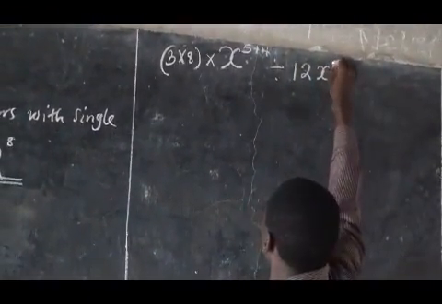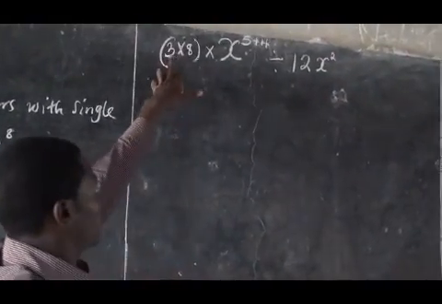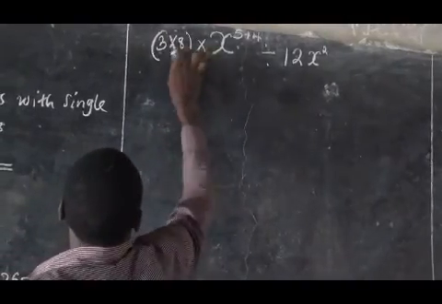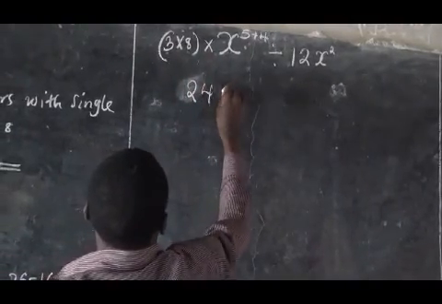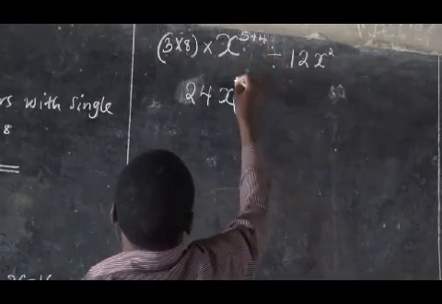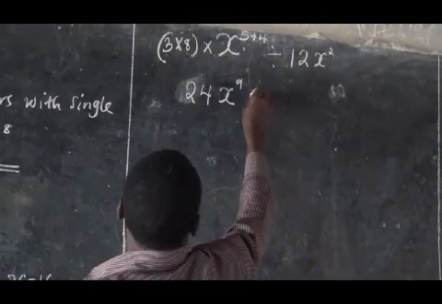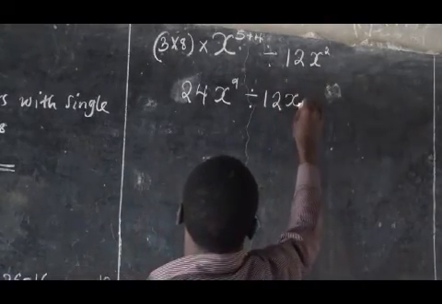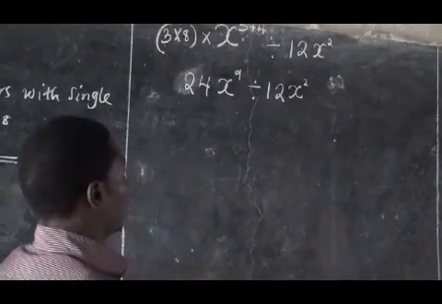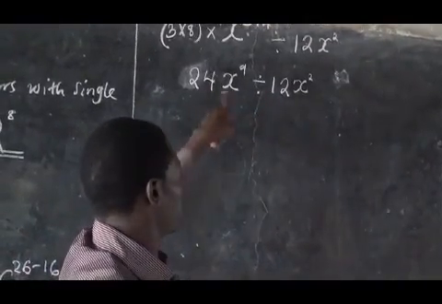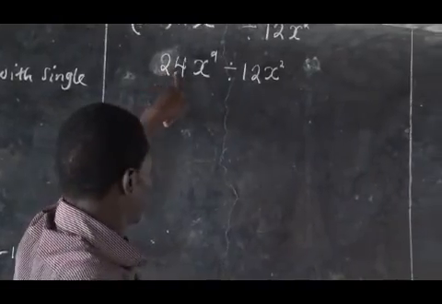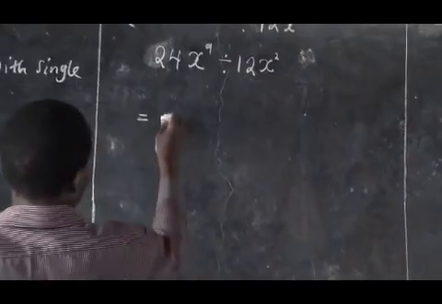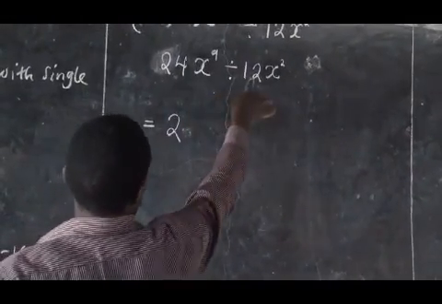12x^2. Now we know very well that 3 times 8 is 24. So this is going to be 24x to the power what? 5 plus 4, it is 9. Divided by 12x^2, like that. Now, we first work on these numbers, these figures. We get 24 divided by 12. So, 24 divided by 12 is going to give us what? It's going to give us 2. So, we are done with these ones.